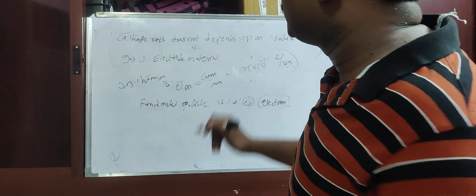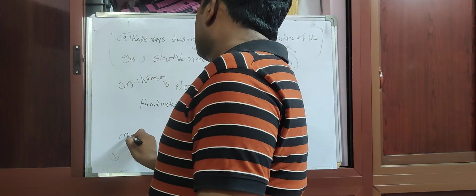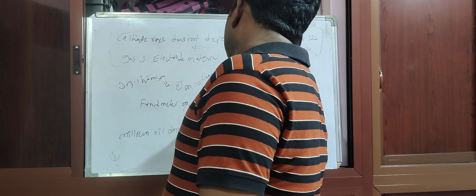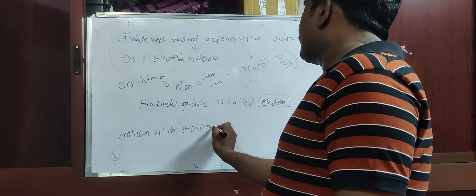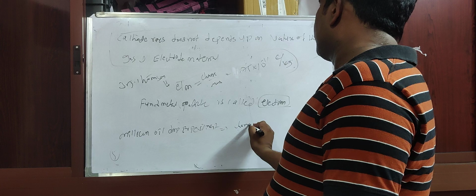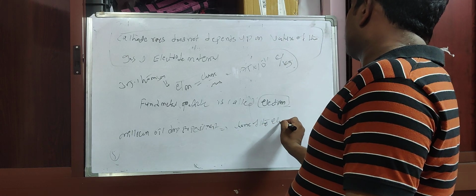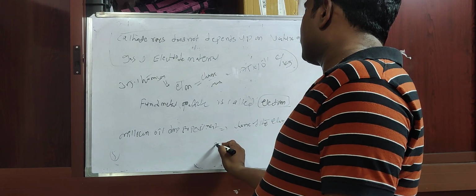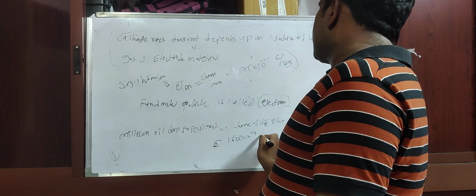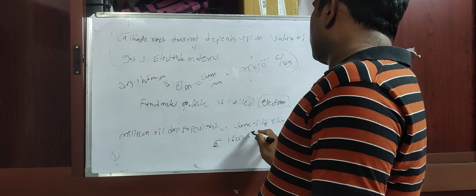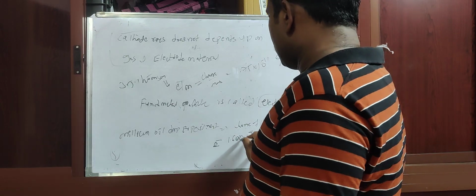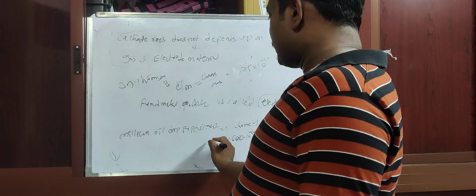Millikan did the oil drop experiment. That is the Millikan oil drop experiment. In the Millikan oil drop experiment, he found the charge of the electron. Charge of the electron is equal to 1.602 into 10 power minus 19 coulombs. This is the charge of the electron.